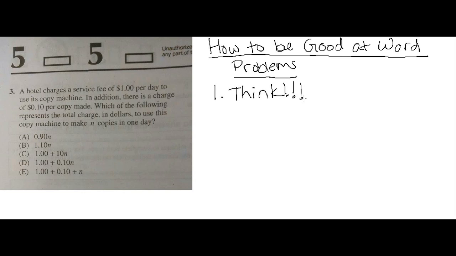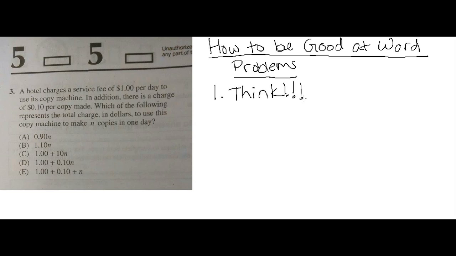Period. So always, no matter what, if I use the copy machine, I'm going to have to pay $1 per day. Now it says there's a 10-cent fee per copy made. Since it's per copy, that means that price is going to be variable. When you think about variable, if you notice in the last sentence there, it says to make N copies in one day. So that's the variable you're going to be using.